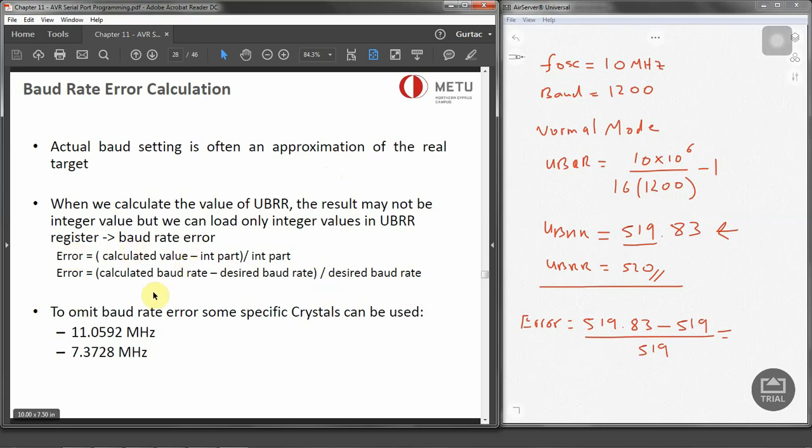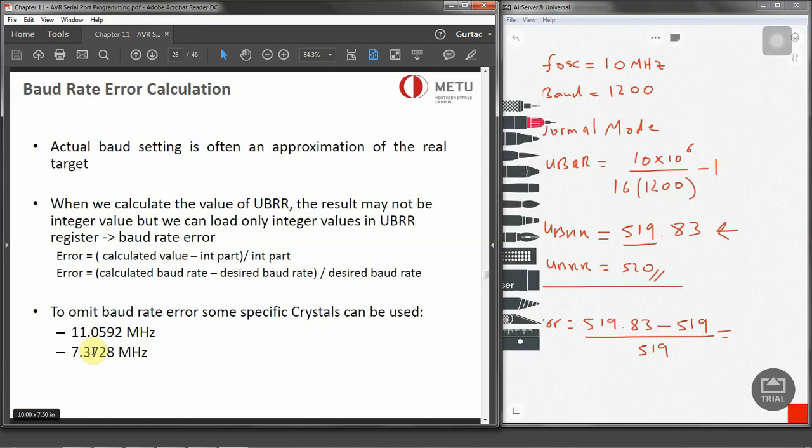What we can generally do to omit this baud rate error is use specific crystals like 11.0592 megahertz or 7.3728 megahertz and so on. That's also possible. So before we move forward, I just want to do a couple of examples so that we can understand how we are doing these calculations.